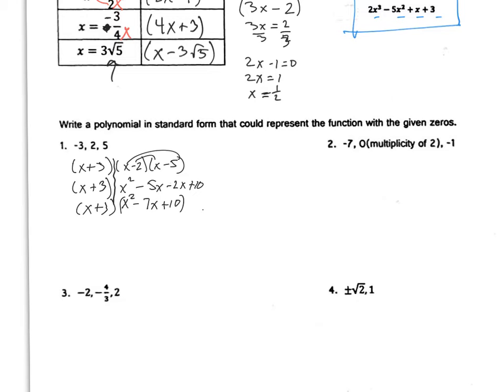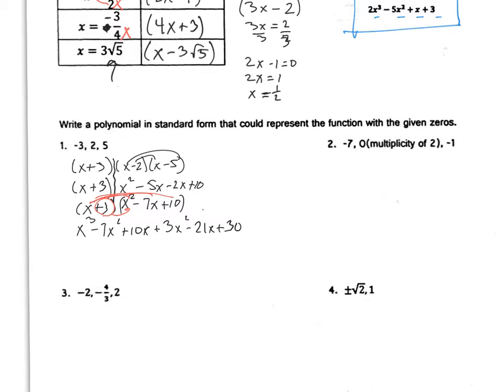Now we're going to multiply everything by this x plus 3. I'm going to start with x, and I'm going to just distribute the x to all the parts. So we'll get x to the third minus 7x squared plus 10x. Then I'm going to use the 3 and do the same thing to each piece of the second part. So we have plus 3x squared minus 21x plus 30. This is where the standard form will come in.